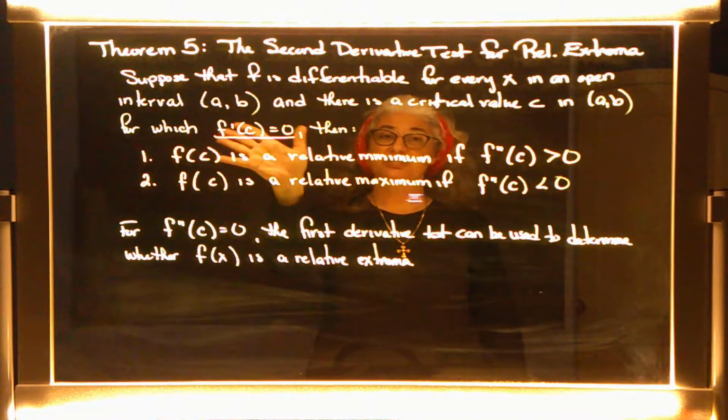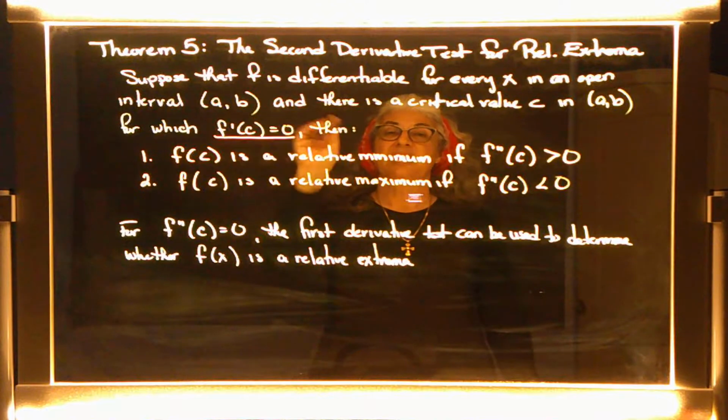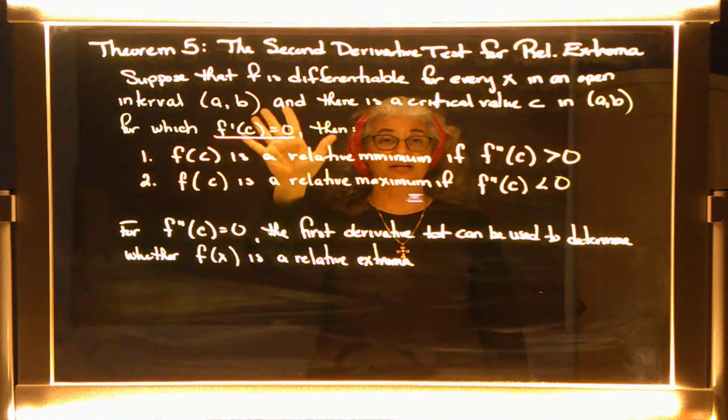So this part's not changing. To find my critical value, I take the first derivative, I set it equal to 0 so I can find the number that actually makes the first derivative 0. So that's not changing. Got it?